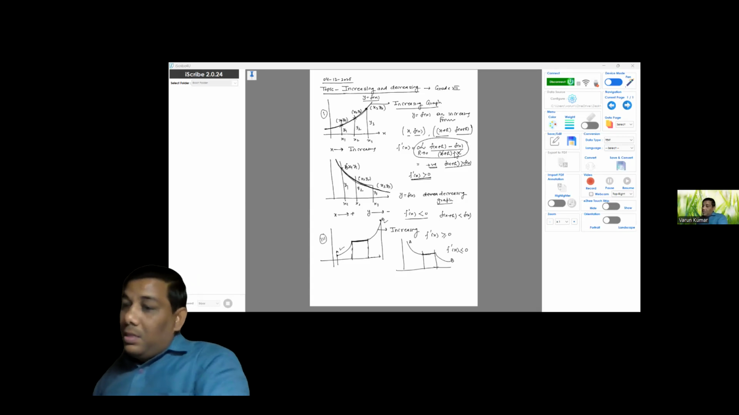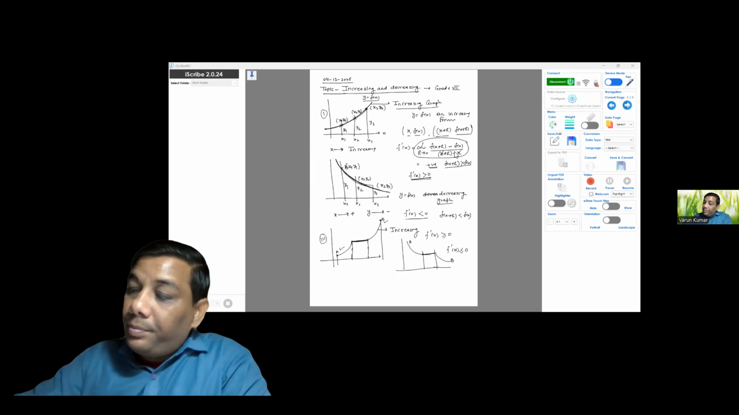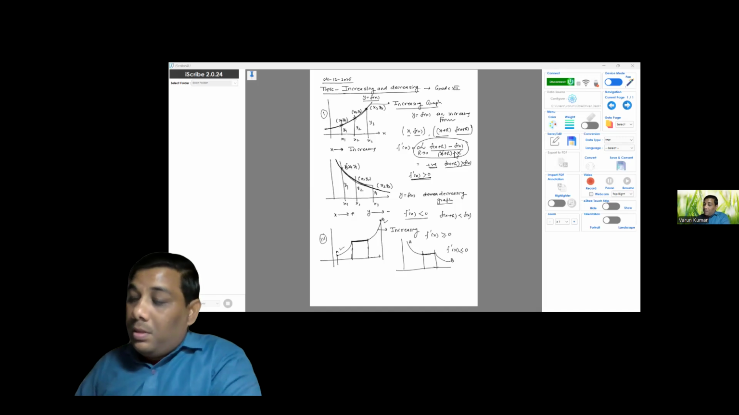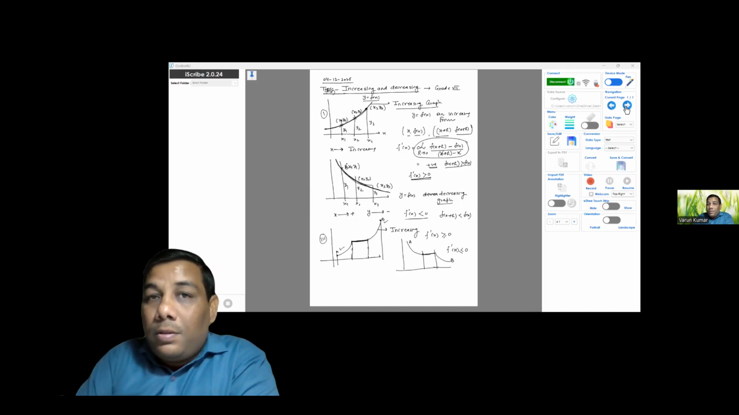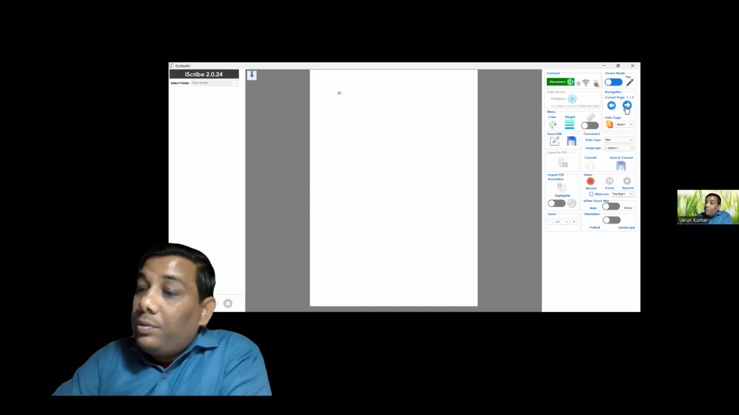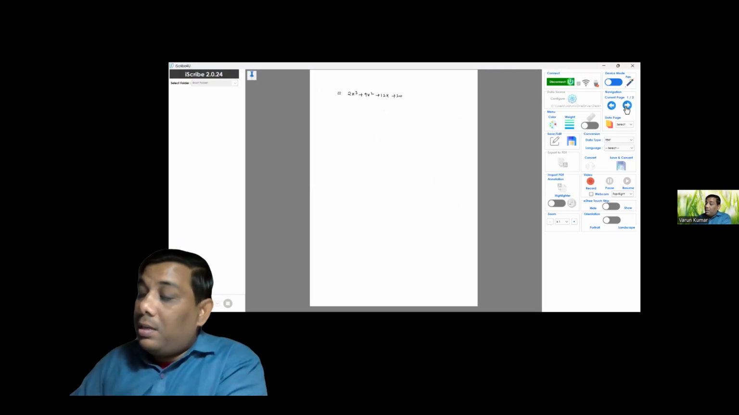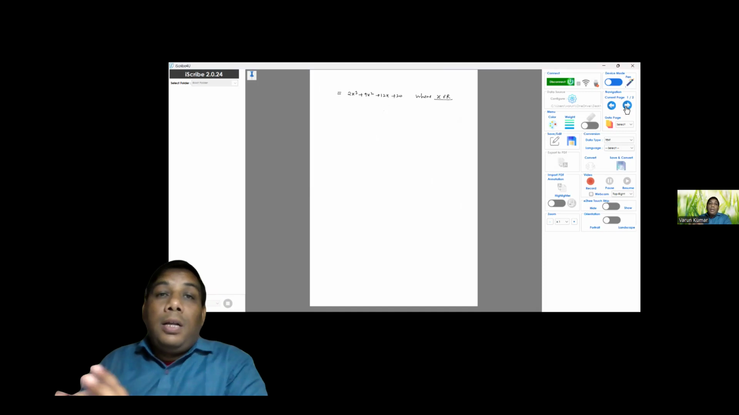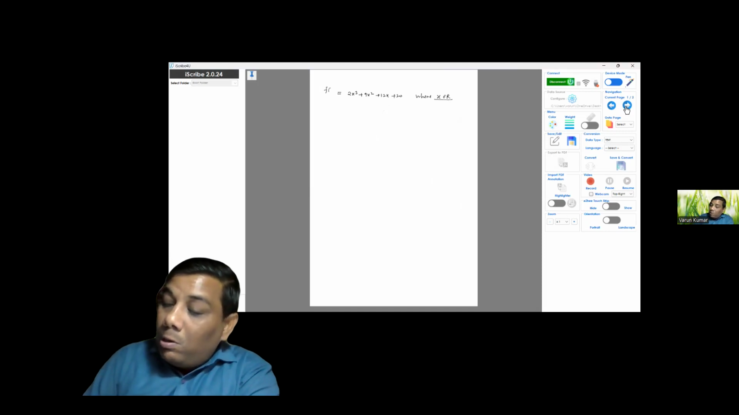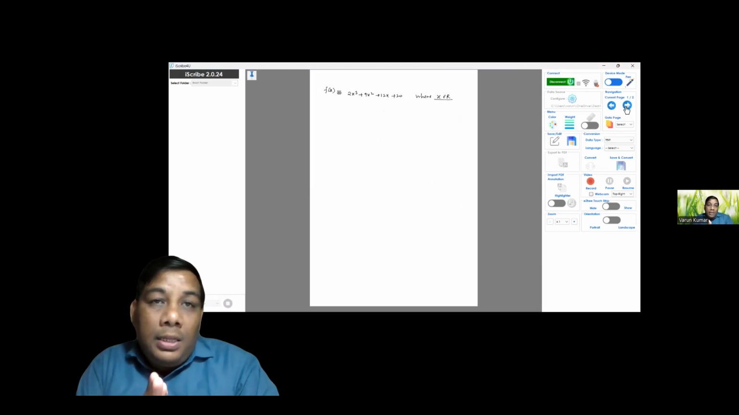Now, some questions on this topic. Here it is a graph: f(x) = 2x^3 + 9x^2 + 12x + 20, where x belongs to R. This is a cubic equation.